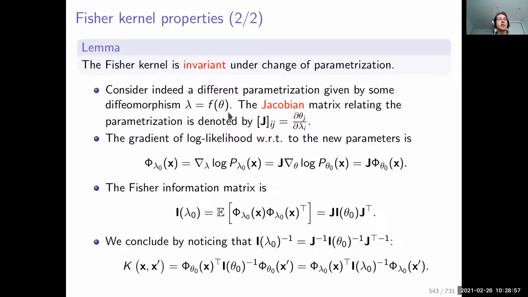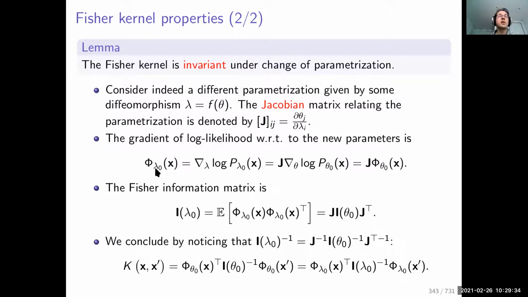So let us consider that the initial parameters are theta, but you have a function f that replaces theta by a new parameter lambda. When you have a diffeomorphism, there is a natural quantity that you may consider, which is the Jacobian matrix that relates the parametrization between lambda and theta. So let us simply define it by this matrix J. If we look now at the Fisher score with respect to lambda, assuming that theta 0 has been fixed, then we can compute lambda 0 by the change of variable.